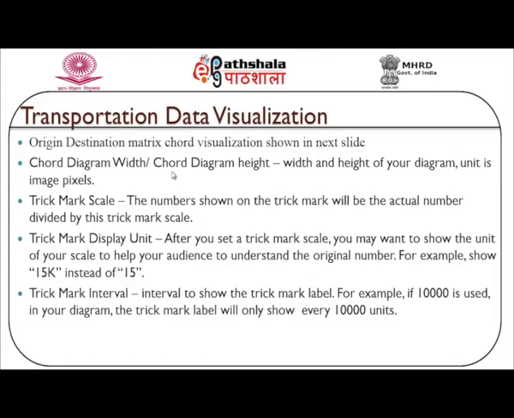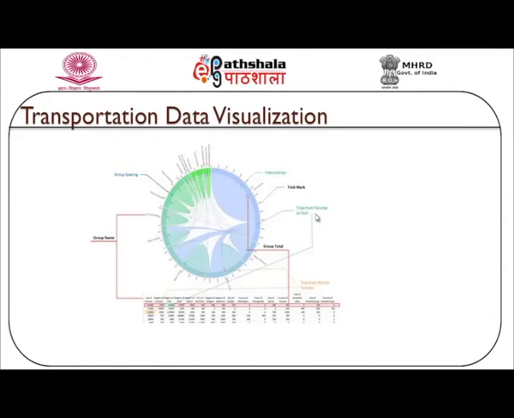There is a tick mark scale, wherein the numbers shown on the tick mark will be the actual number divided by this tick mark scale. There are tick mark display units, where after we set a tick mark scale, we may even want to show the unit of the scale to help the audience understand the original number. Tick mark interval is also present, where the intervals are represented to show the tick mark label. So this is one kind of transportation data visualization that is available.